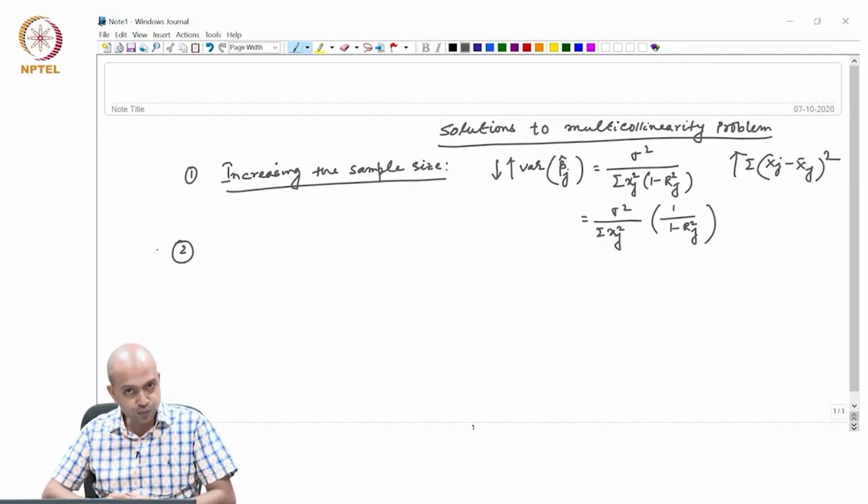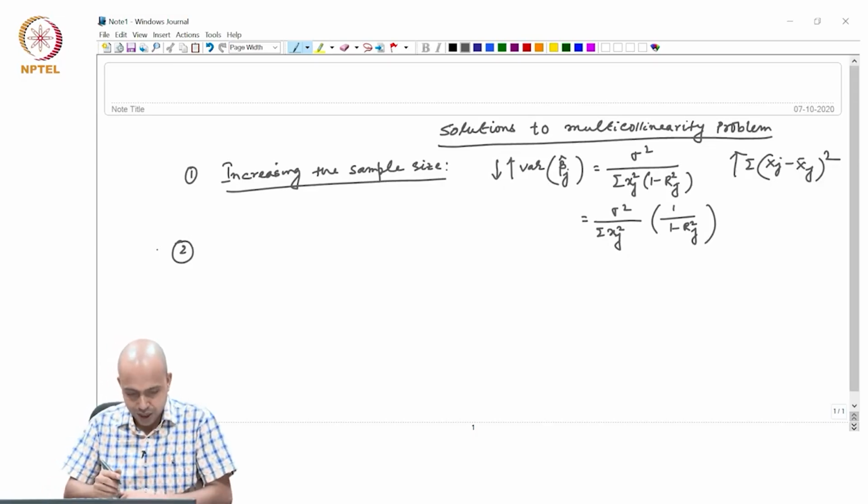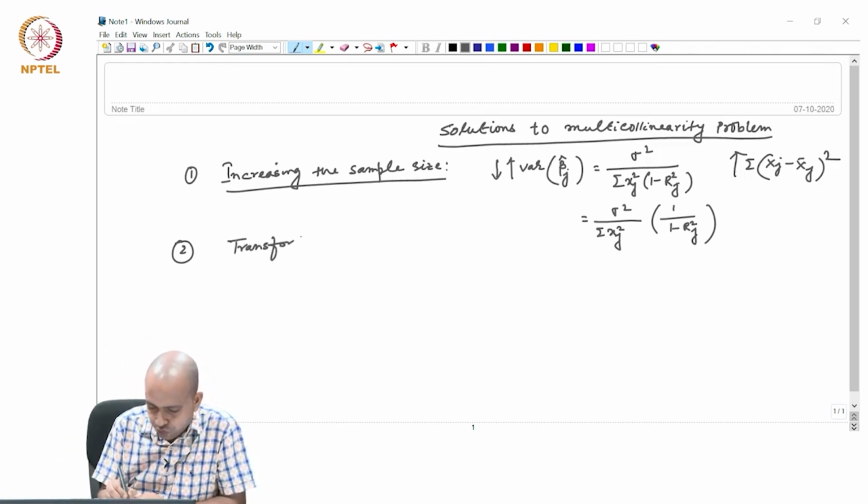So, if it is possible, you can increase the sample size and the severity of the multicollinearity problem will come down. If it is not always possible to increase the sample size, we need to think about other ways by which you can reduce the severity of multicollinearity. And the second solution is the transformation, transformation of variable.